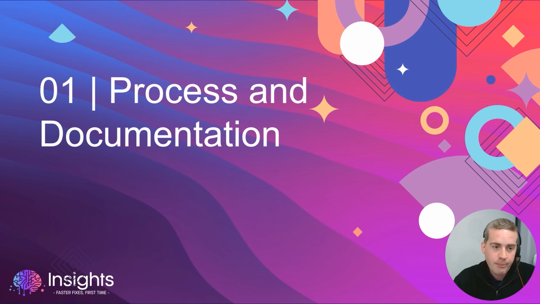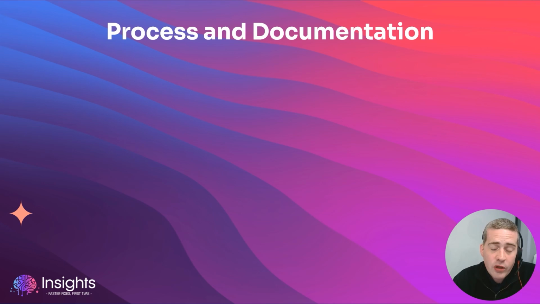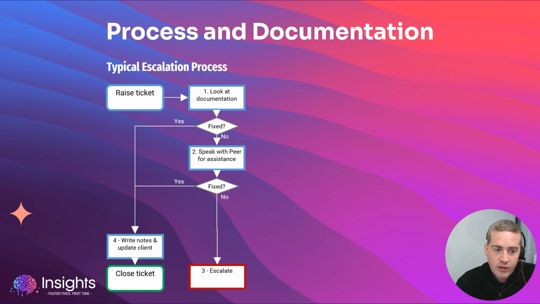So we're going to dive straight in and have a look at some process and documentation. When looking at process documentation, we really focus on the ticket handling process. So how do your engineers at the moment work on tickets to make sure that they get to a resolution as quickly and as effectively as possible? If we take this example, a typical escalation process is pretty straightforward for the majority of MSPs. This is a really cut down version. Obviously you may have a more defined one than this. You might not have one at all.